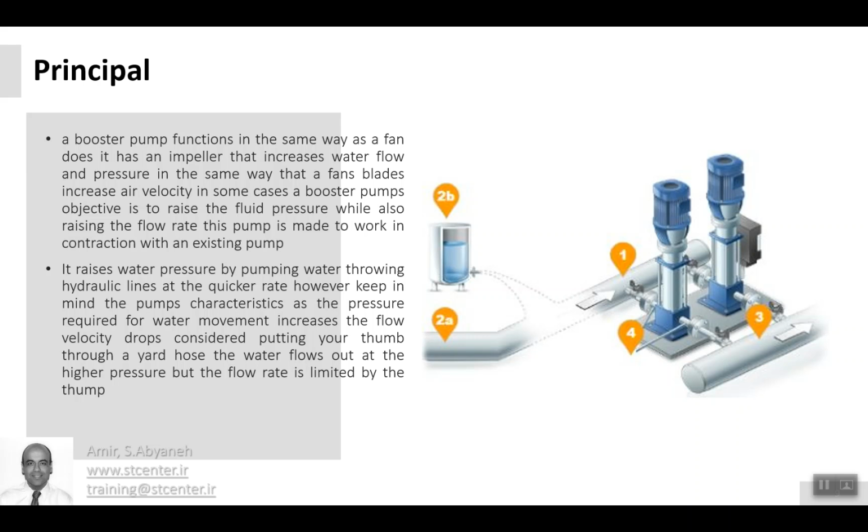Consider putting your thumb on a yard hose when you're going to water the yard. Your thumb is going to block the flow. So this is important to keep in mind for the booster pump. As you can see, when you put your thumb on the yard hose, the water flows out at a higher pressure, but the flow rate is limited by the thumb.